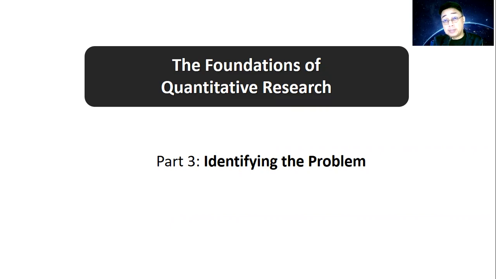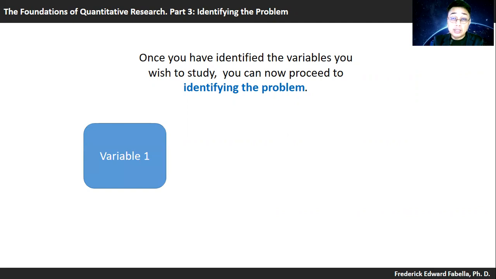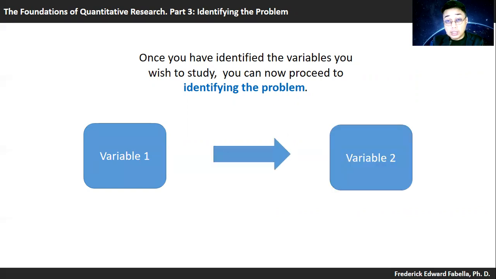Okay, so let us begin. If you recall our discussion in part 2 about the variables, once you have identified the variables you wish to study, you can now proceed to identifying the problem. So you have variable 1 and variable 2, and you want to establish whether or not there is a relationship between them. The problem that you want to come up with will usually take the form of a question. So you want to ask whether there is an influence exerted by variable 1 on variable 2.